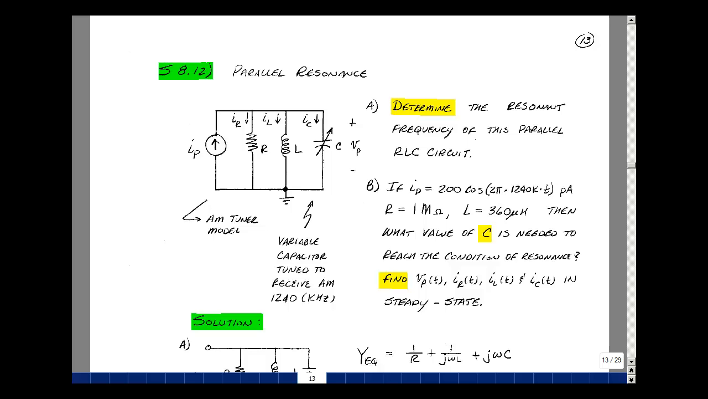This lesson deals with supplemental problem 8.12. You can find this problem in the ECE202 ebook in the Chapter 8 supplemental problems, starting on page 13. Given this parallel resonant circuit, could you find the resonant frequency?